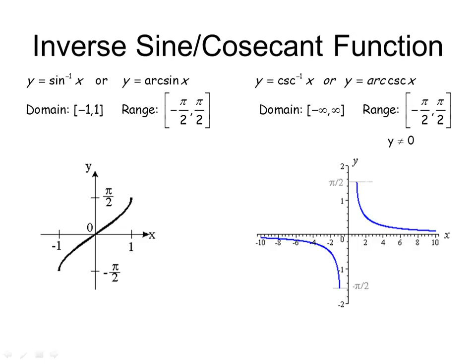So in other words, your range for your inverse sine function is going to go from negative pi over 2 to pi over 2. That's now going to be your range. And that's important because when you find these inverses, you have to stay within the range. If you find something outside the range, then it doesn't exist because it wouldn't be a function anymore. Okay? So that's going to be your inverse sine function.